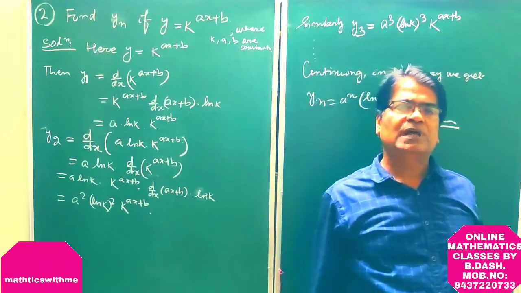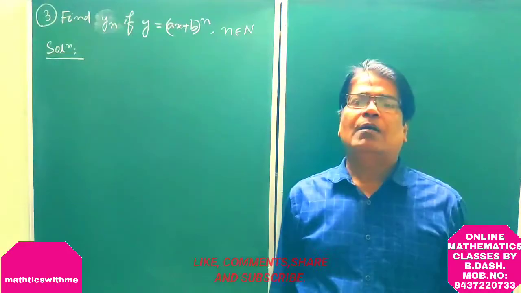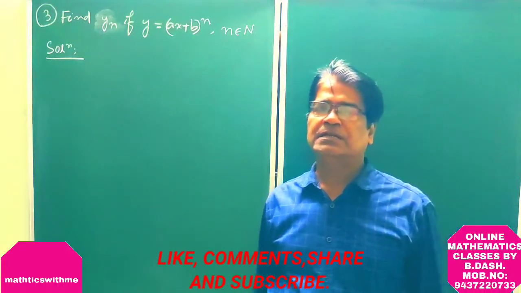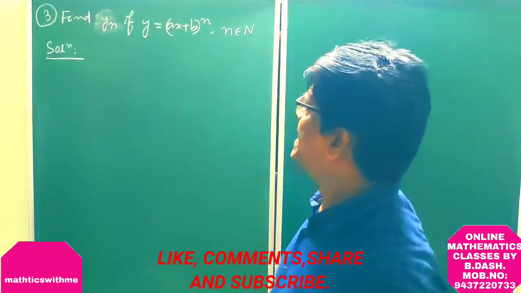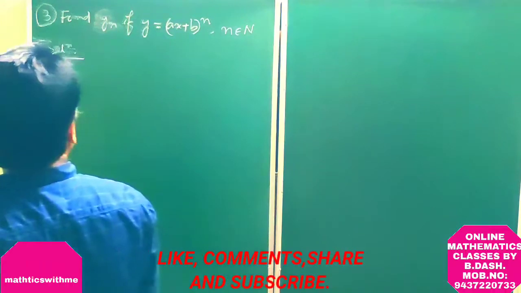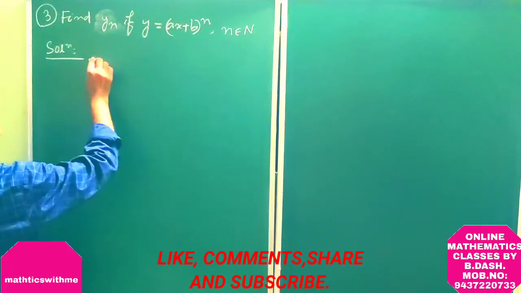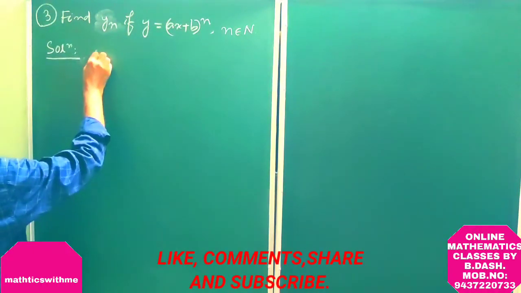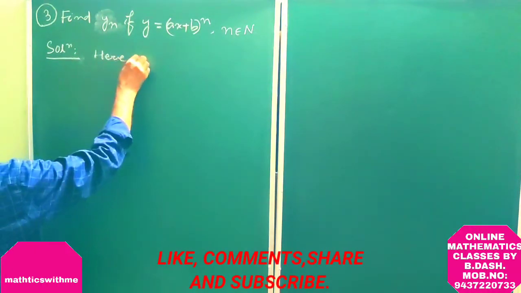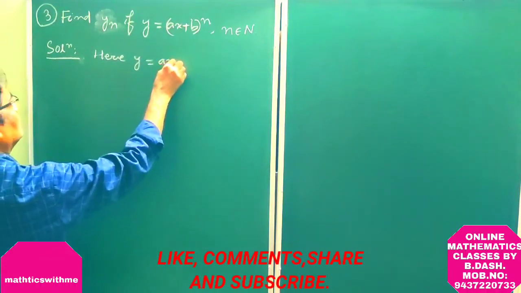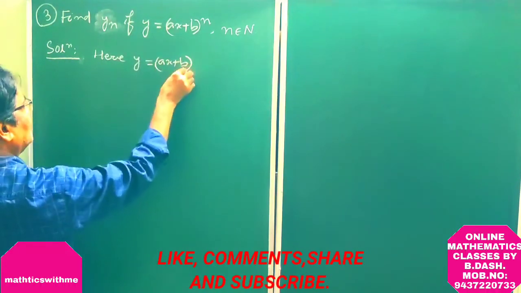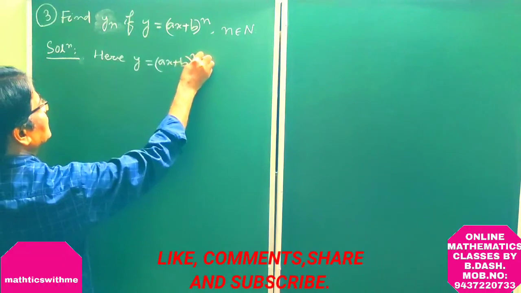Let us proceed to solve the third problem. Our next question is: find yn if y is equal to (ax plus b) to the power n, where n is a natural number, and a and b are constants. Here y is equal to (ax plus b) to the power n.